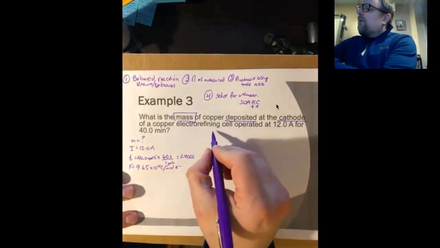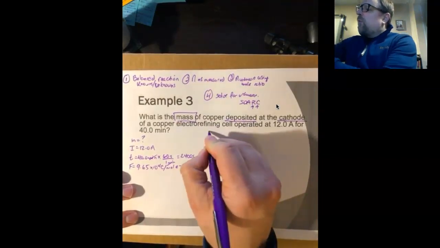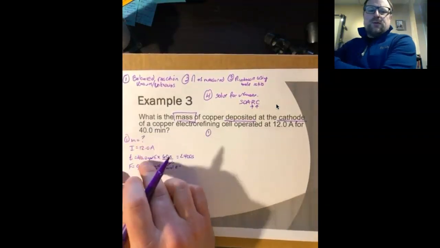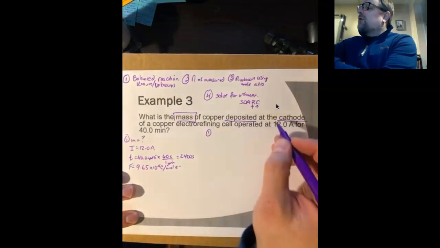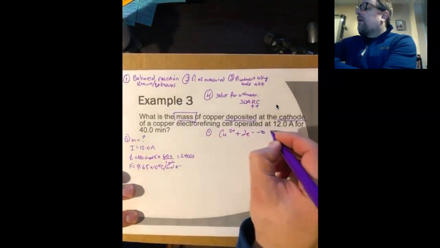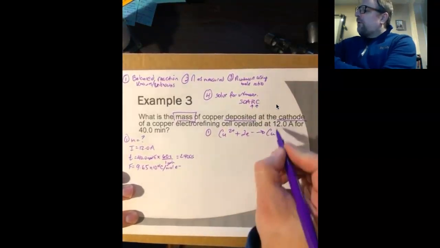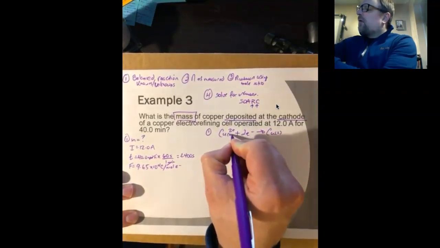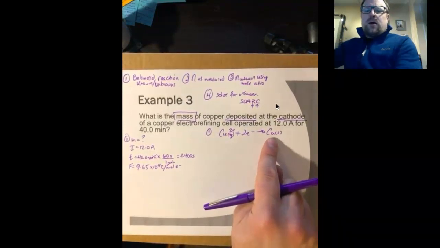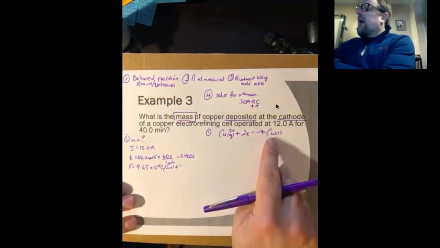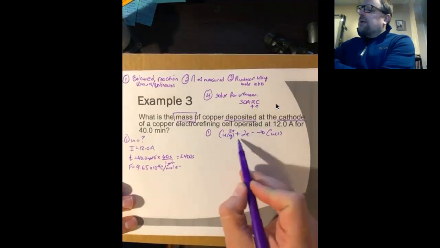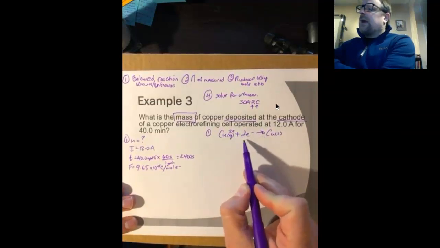I have a feeling I'm going to run out of room here, but let's write this down. So step one is the balanced chemical reaction, knowns and unknowns. There are our knowns and unknowns. Now we need a balanced chemical reaction, and we're just going to do the reduction of copper, because we're plating solid copper on the electrode for the cathode. It's going to have to be a reduction, which means we're gaining electrons, so electrons must be on the reactant side.